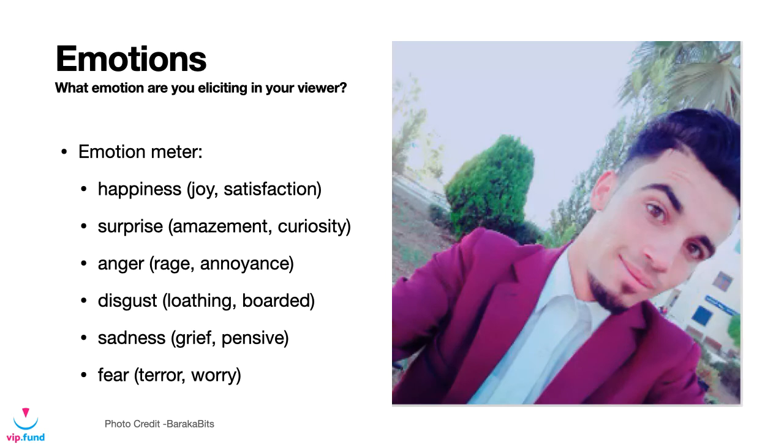You also want to consider what emotions you are eliciting from your viewer. We've provided an emotion meter. This gives you the different range of emotions that usually are expressed, and you want to select the one that represents both what's happening in the story that you're telling in your campaign, and also is an accurate representation of the emotions you want to elicit from your viewer.